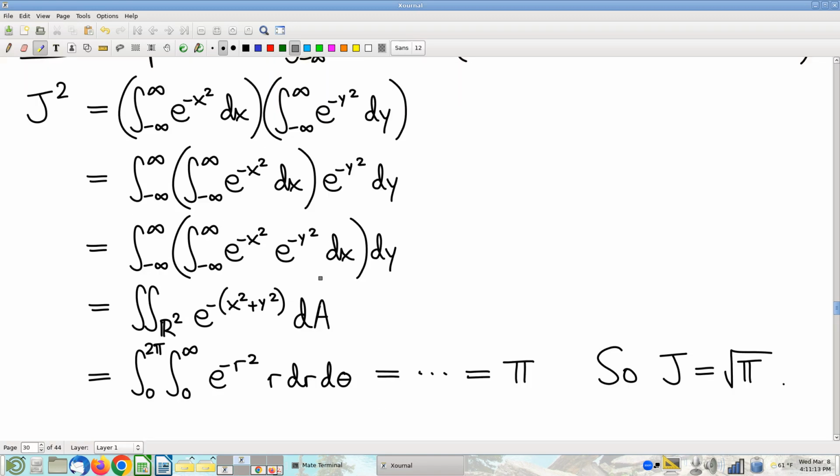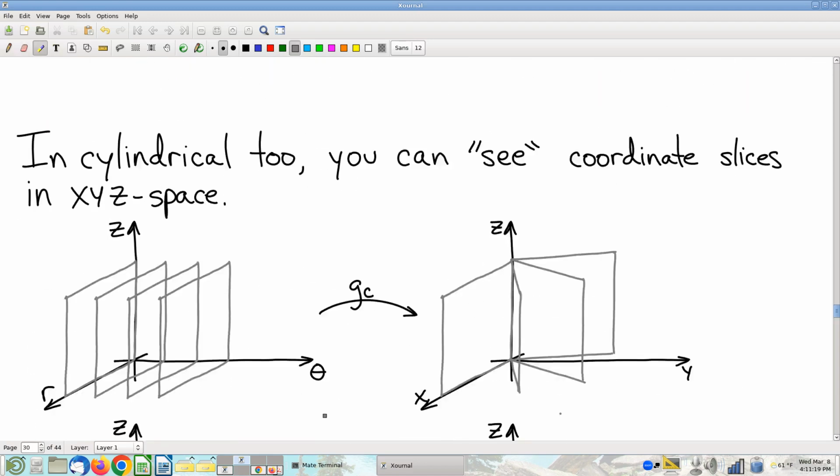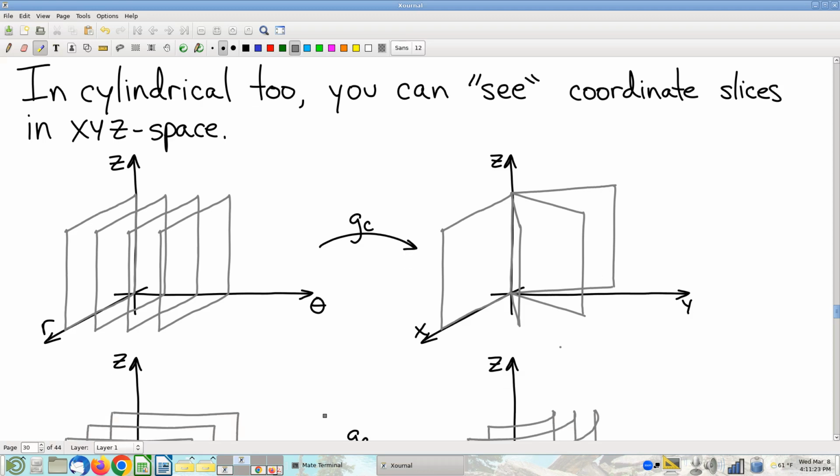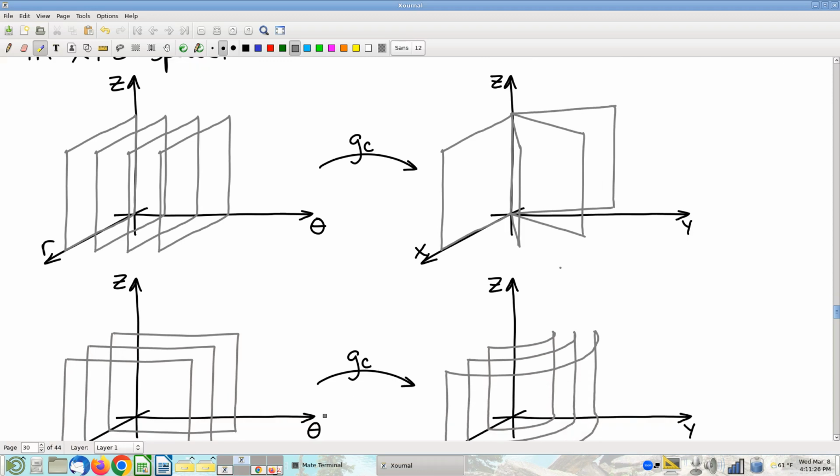Okay, so again, polar coordinates for the win. Really nice. All right, we're going to move on now and talk about cylindrical coordinates. Cylindrical coordinates is just like polar coordinates. Again, you can do a pullback and draw your pullback domain. Sure, feel free, change the variables and all that. But notice again, you can see your r, theta, and z slices in XYZ world. So you don't really need to draw the pullbacks.